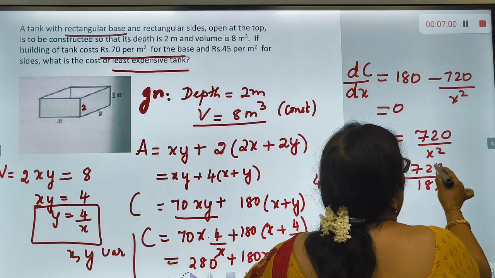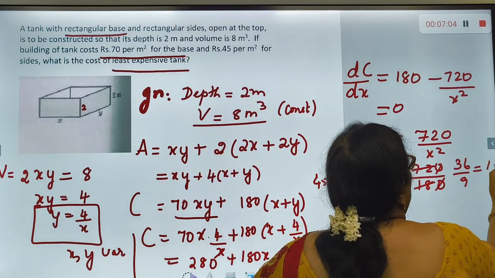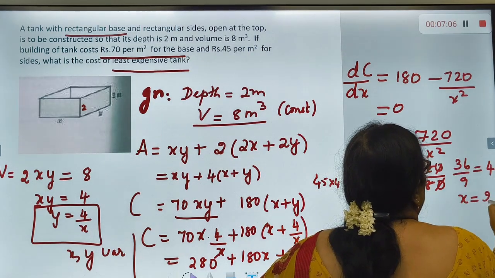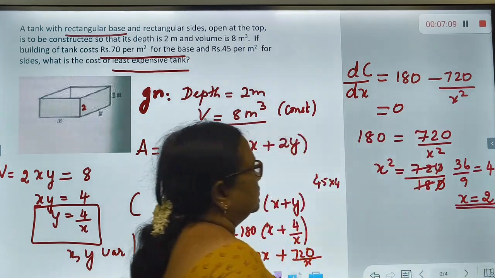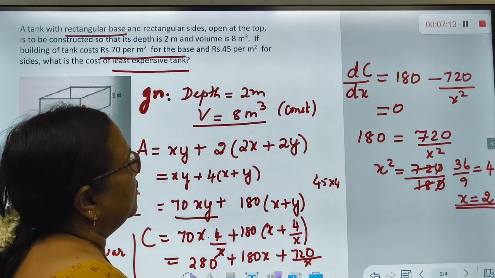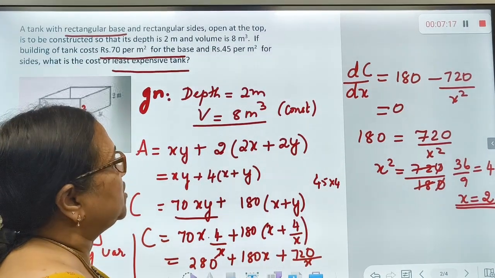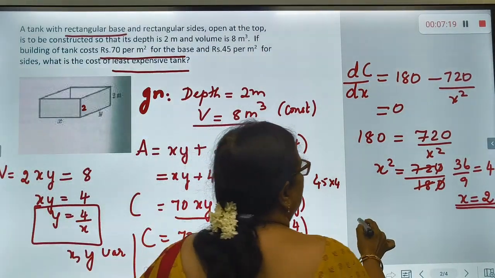So this is 36 by 9, which is 4, which means x equal to 2. So when x equal to 2, you have the least possibility of having the least expensive tank. But how will you justify that?